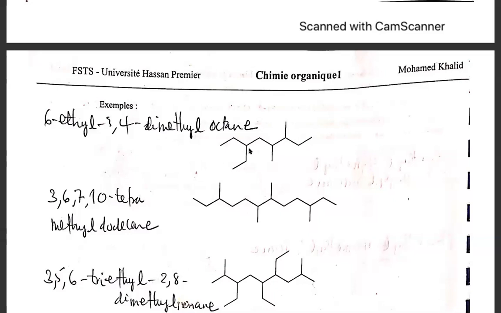Let me be clear, Esther, on this one. When you have 2 substituents that have the same index, what you do is you continue counting. Say, okay, this is going to be 1, 2, 3. At position number 3, we have what? Let me use a PowerPoint presentation to give more detail on what I'm trying to explain here.